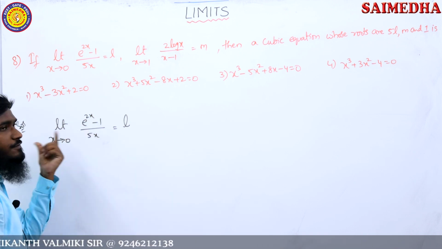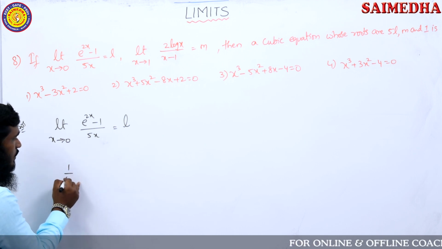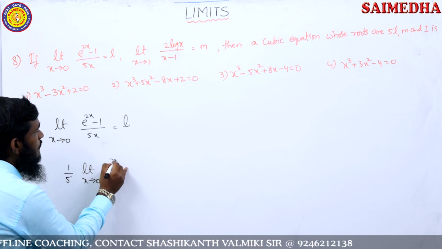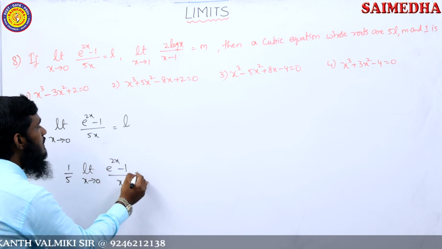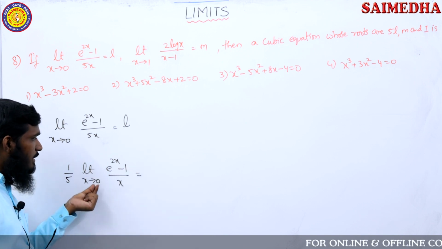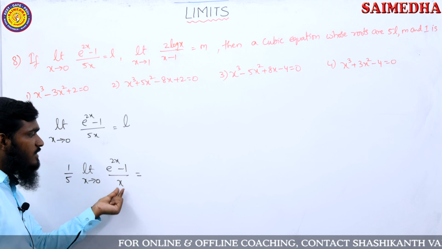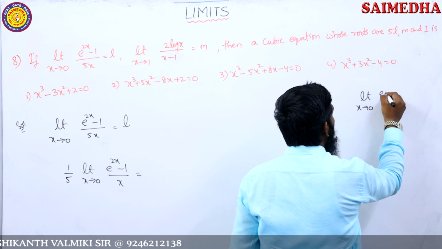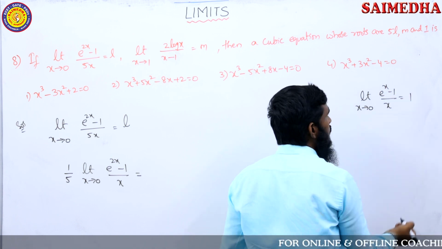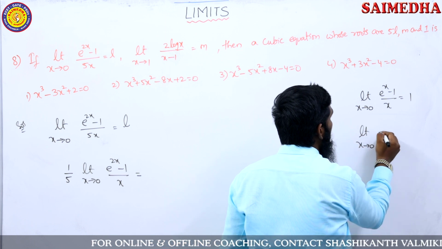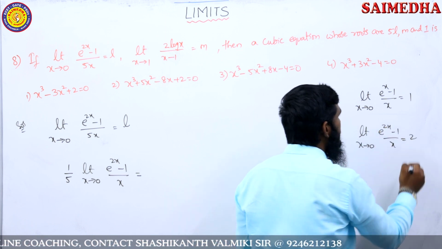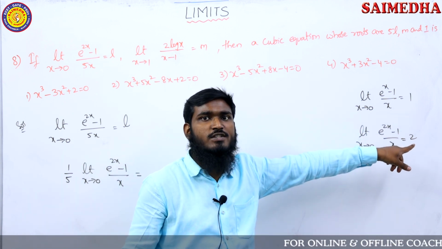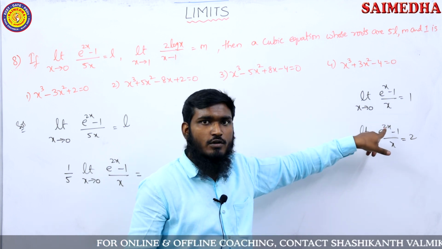Now if we apply the limit to this part, let us take 1 by 5 as a constant. Now limit x tends to 0, (e power 2x minus 1) divided by x. What standard limit do we have? Limit x tends to 0, (e power x minus 1) divided by x is equal to 1. Similarly, limit x tends to 0, (e power 2x minus 1) divided by x is equal to 2. If it is (e power 5x minus 1) divided by x, it is equal to 5. We have to take the coefficient of this x part.